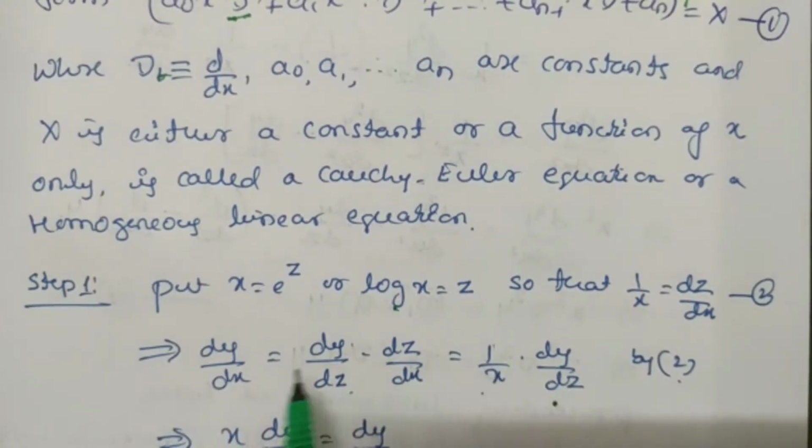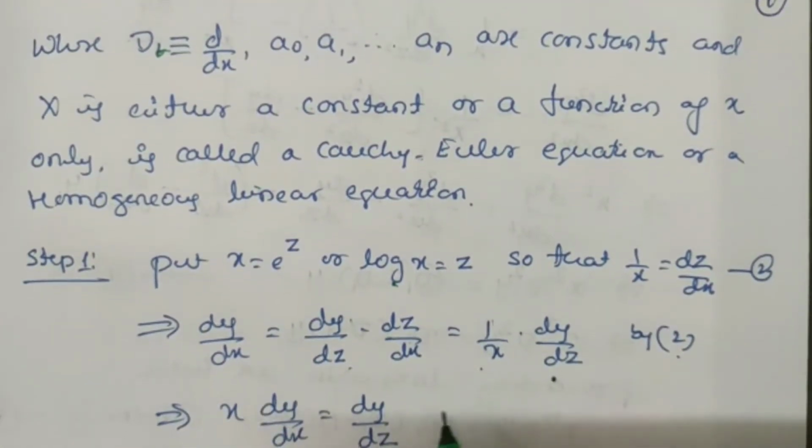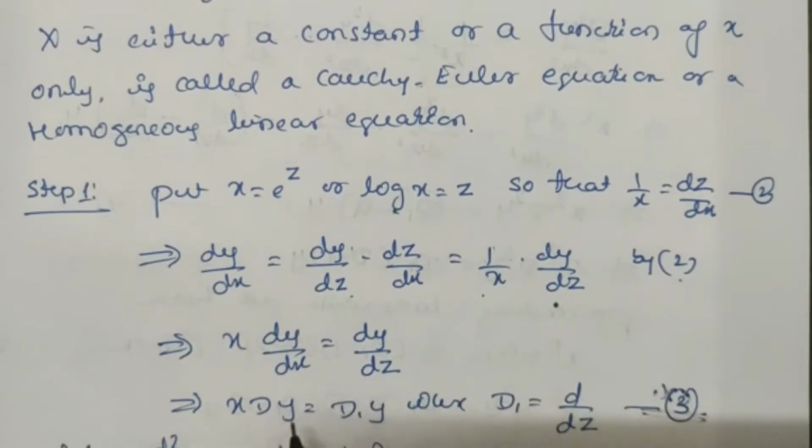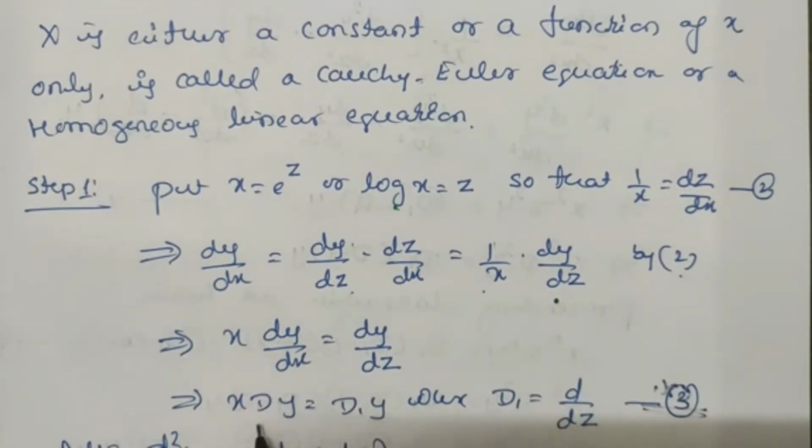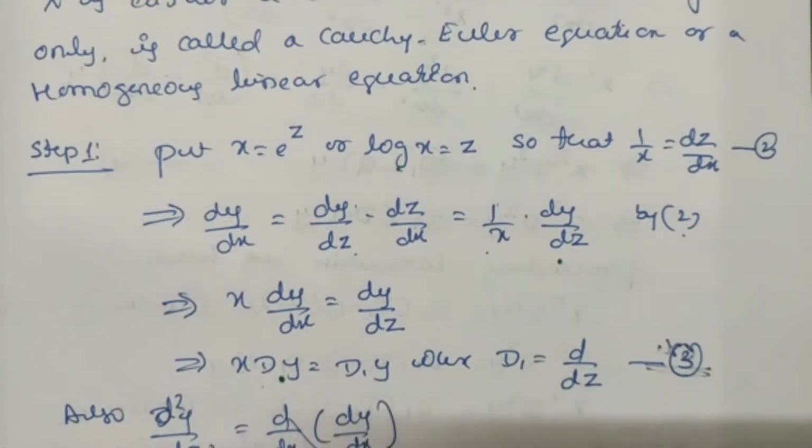Now cross multiply: x into dy by dx is equal to dy by dz. This can be written as x D y equals D1 y, where D1 is denoted by d by dz. Take this as equation number 3.